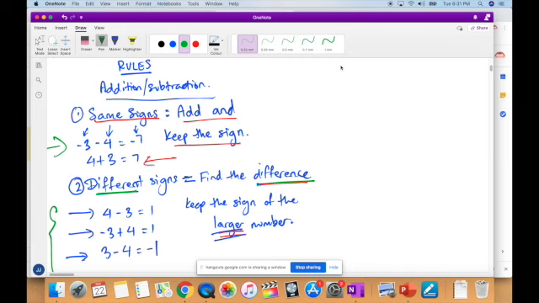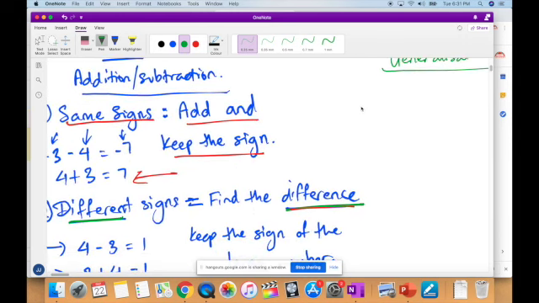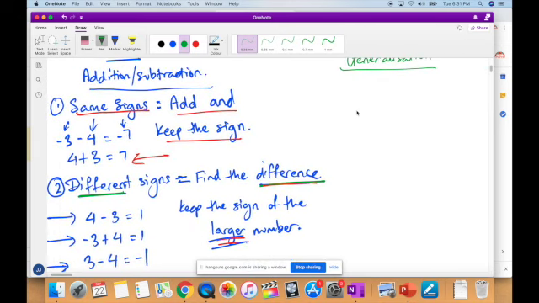So my question is, can you come up with a generalization for these rules using algebra? Remember how we had come up with generalizations for fractions and things? So can you come up with a generalization for this one? If you have the same signs, you add and you keep the sign. Any ideas? Caitlin?